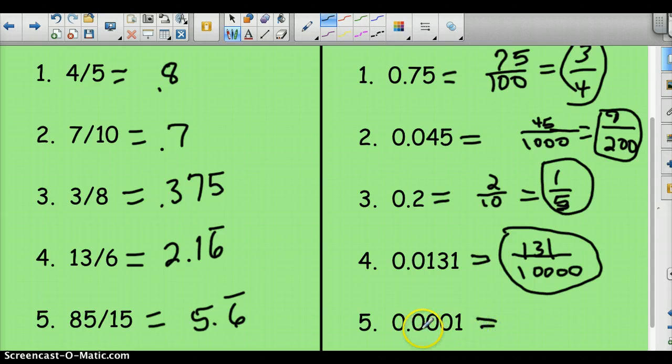Last one, after the decimal place, I see 1, 2, 3, 4 numbers, so it's a 1 with 4 zeros, and the only number to deal with is 1, so that clearly does not reduce. Converting between decimals and fractions.